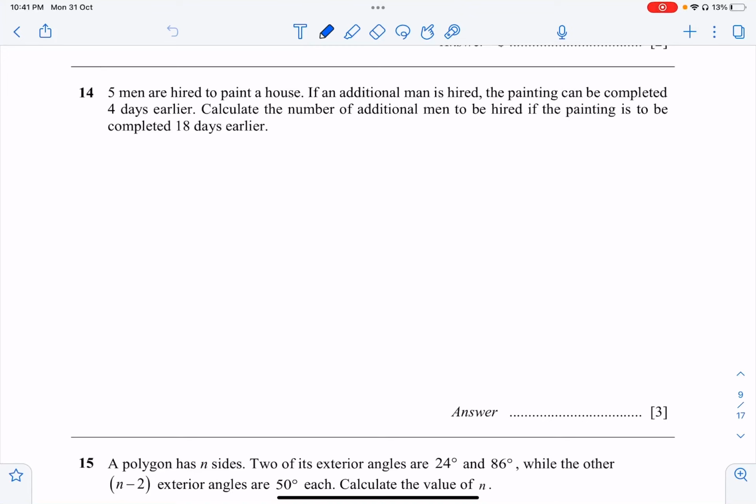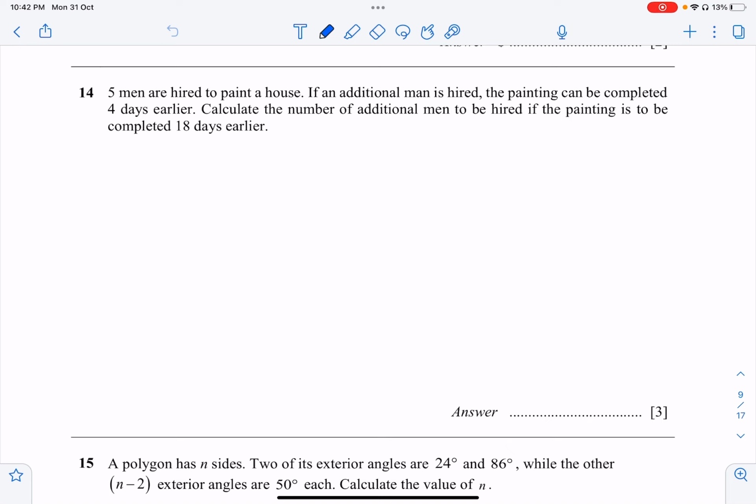So today we are back with another question. For this question, it says that 5 men are hired to paint a house. If an additional man is hired, the painting can be completed 4 days earlier. Calculate the number of additional men to be hired if the painting is to be completed 18 days earlier.